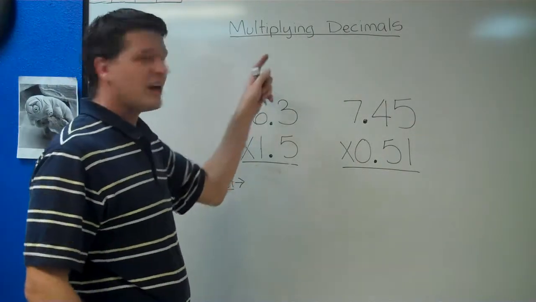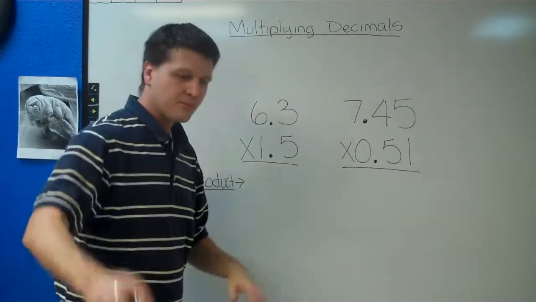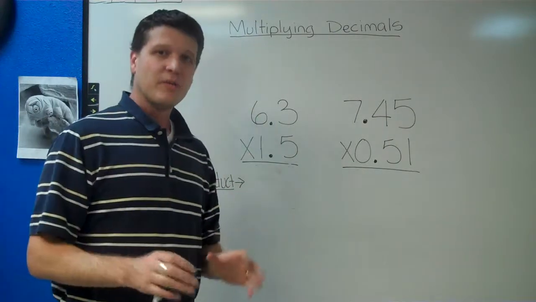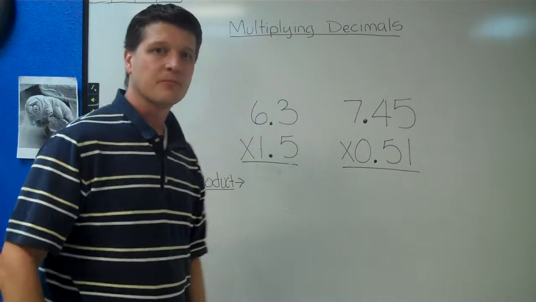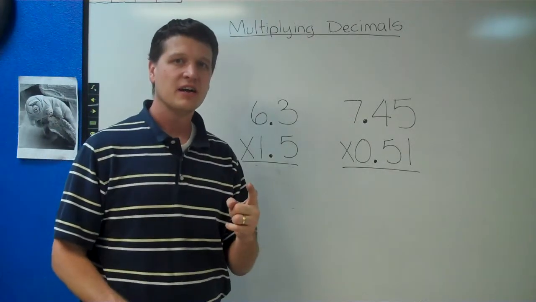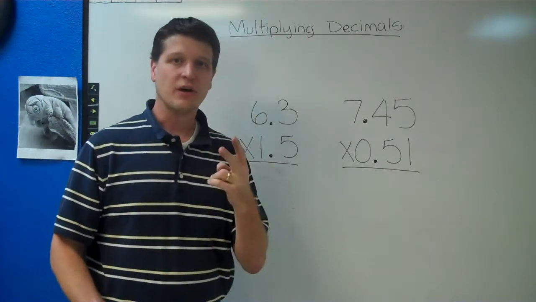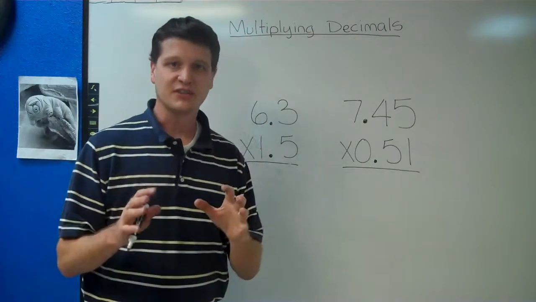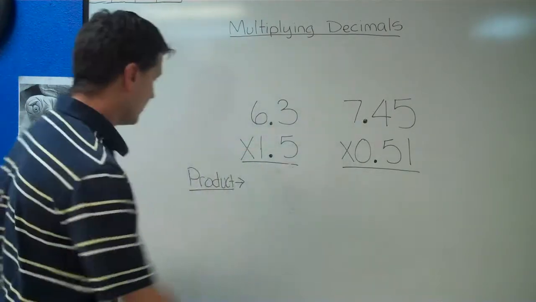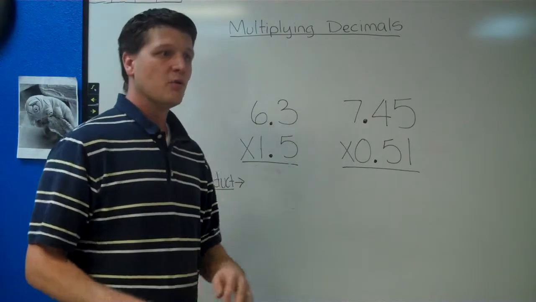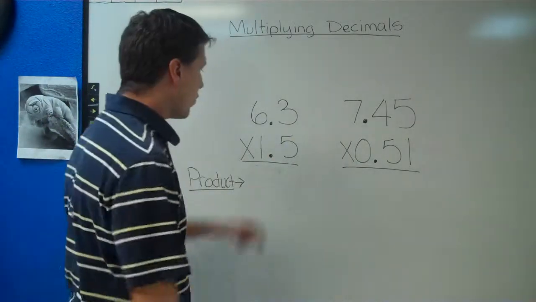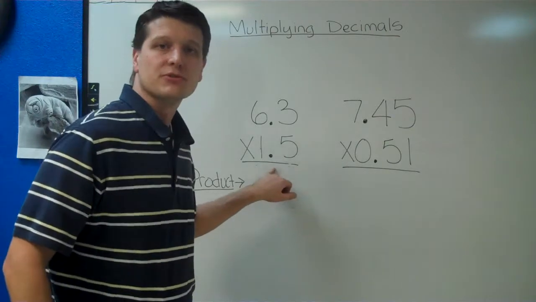Now today what we're going to talk about is multiplying decimals. Okay, now we're going to go back to a little bit of basic arithmetic and talk about multiplication. Now, when you multiply one number to another number, you get an answer, okay? And that answer is called a product.